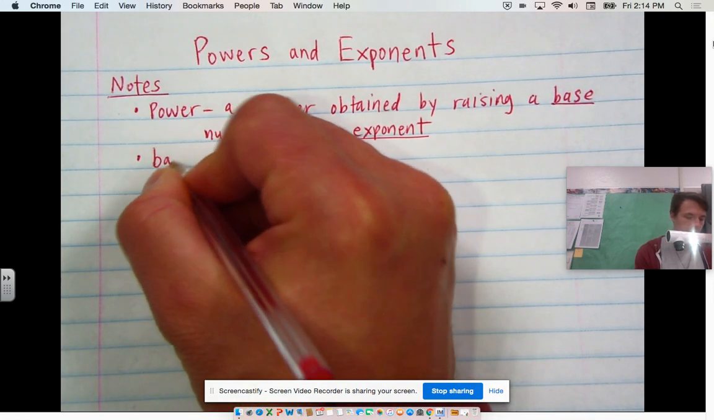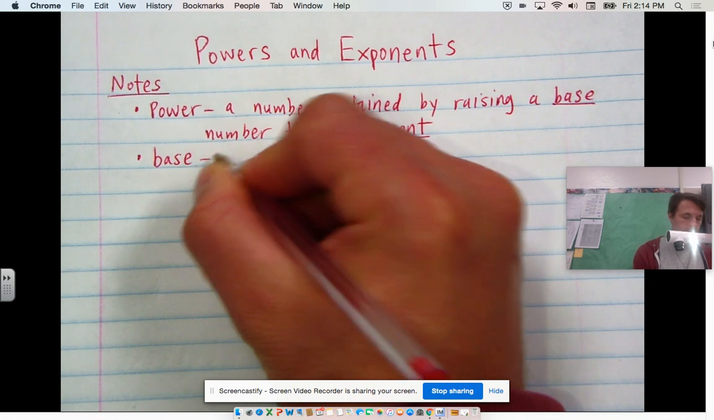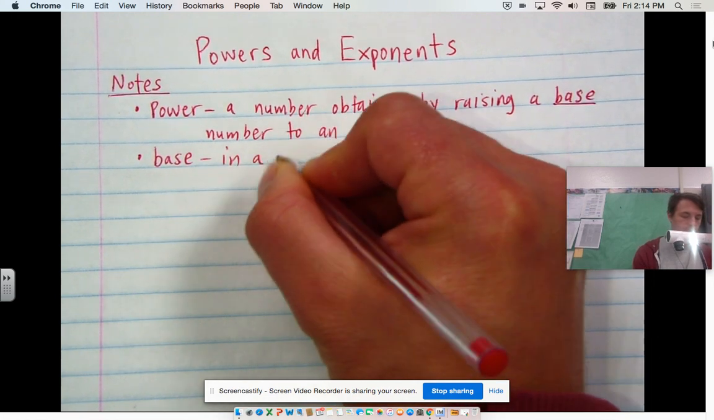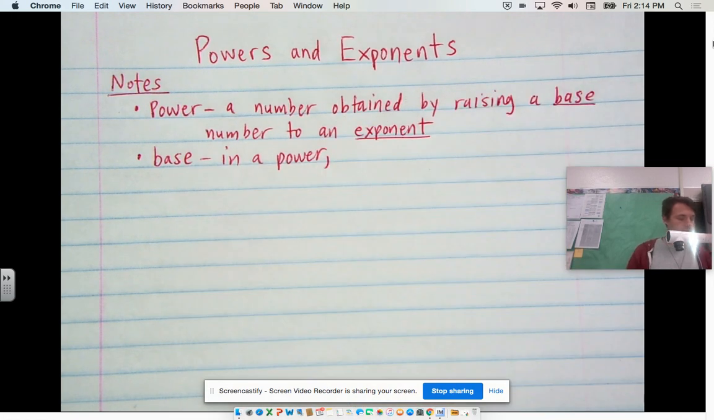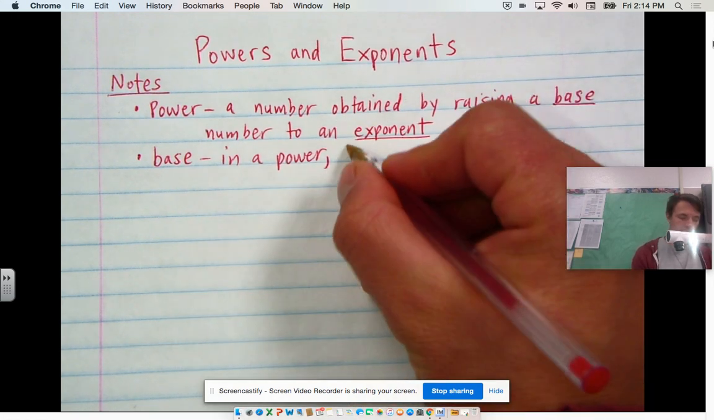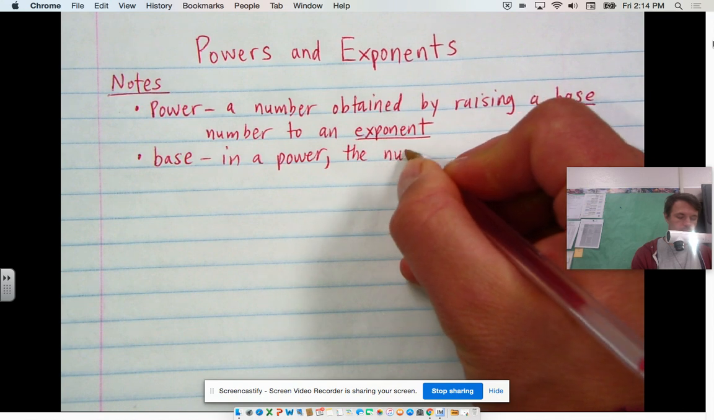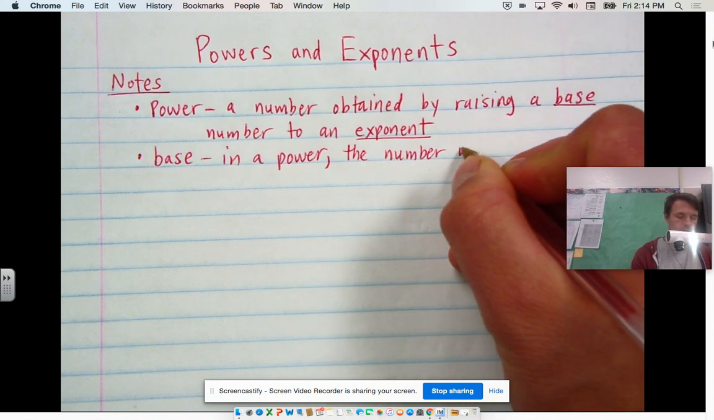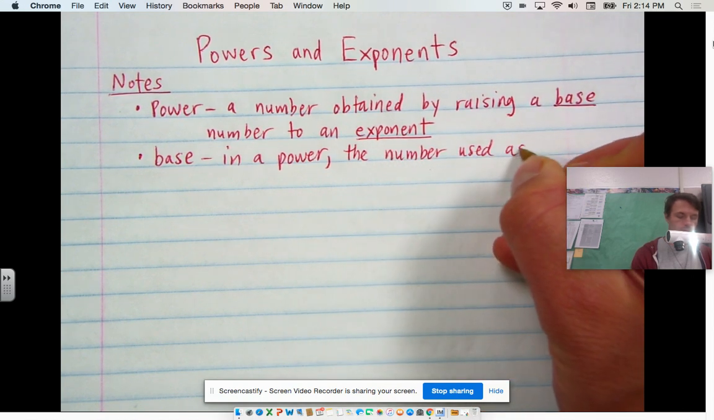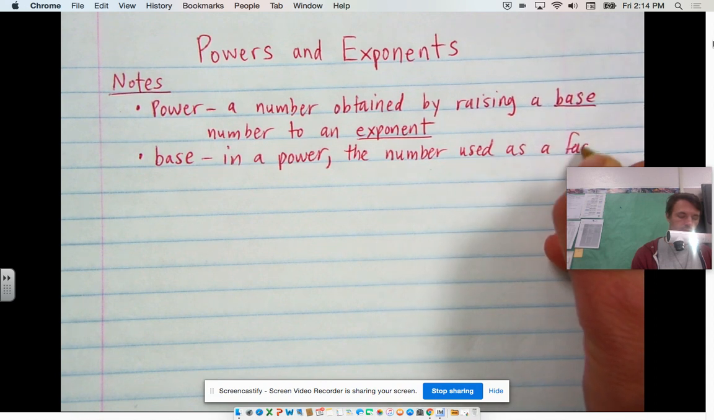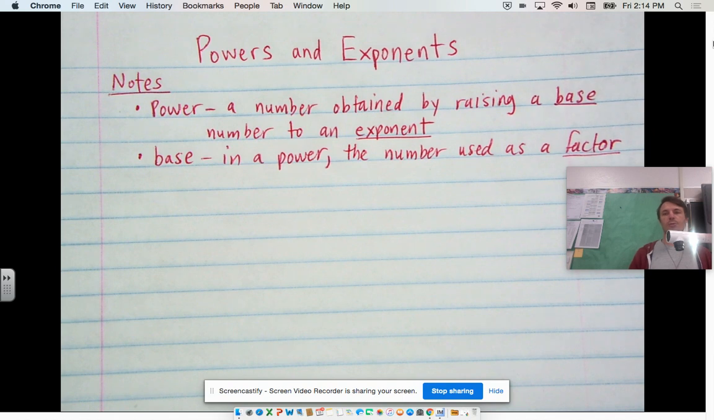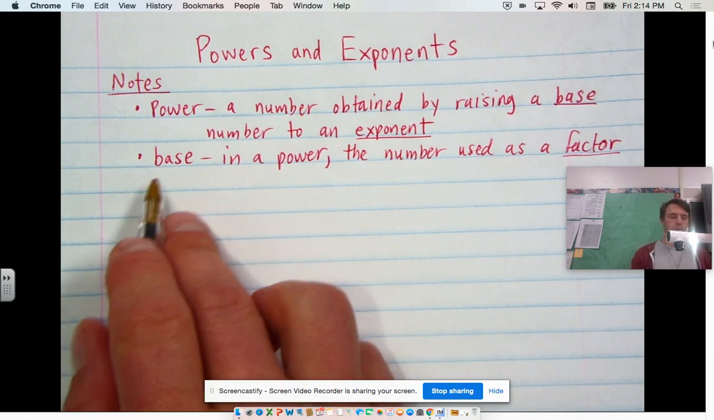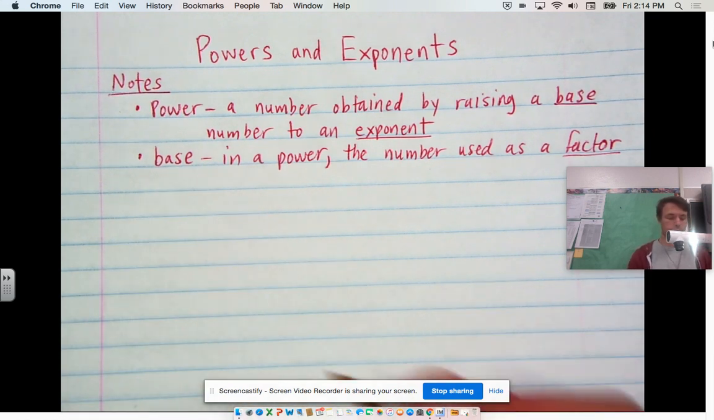First of all, base. In a power, the number used as a factor. And remember, a factor is any number multiplied by another number. So a base is the number that's multiplied.